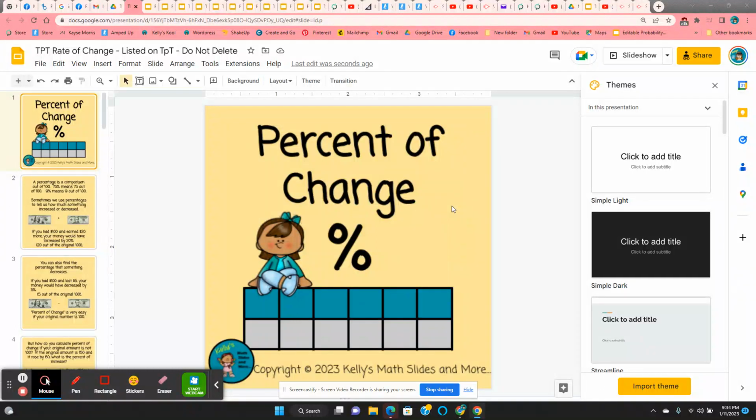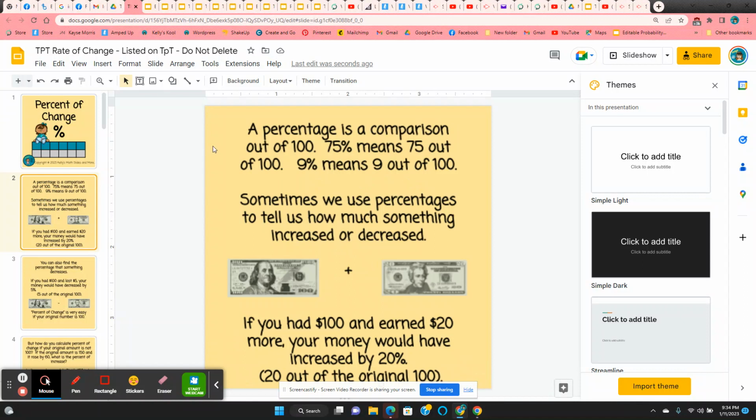Percent of change. This is a digital lesson, and it starts out just explaining a reminder of what percentages are. It's a comparison out of 100. And sometimes we use percentages to tell how much something has increased or decreased. So it starts out with an example with money. If you had $100 and you earned 20 more, that would be a 20% increase because it's 20 out of the original 100. So it's pretty easy if your original number is 100.